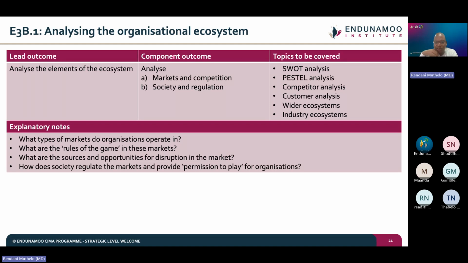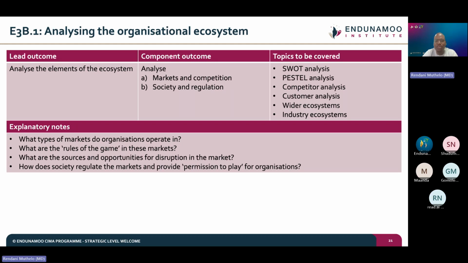So when you look at organizational ecosystems, they are saying you should be able to analyze the elements of the ecosystem. What do you mean? Then they clarify that it means that you should be able to analyze markets and competition, as well as society and regulation. Then what topics do I need to know? I need to know SWOT, PESTEL, competitor analysis. I need to know customer analysis and wider ecosystems, as well as industry ecosystem. So I need to know all that.